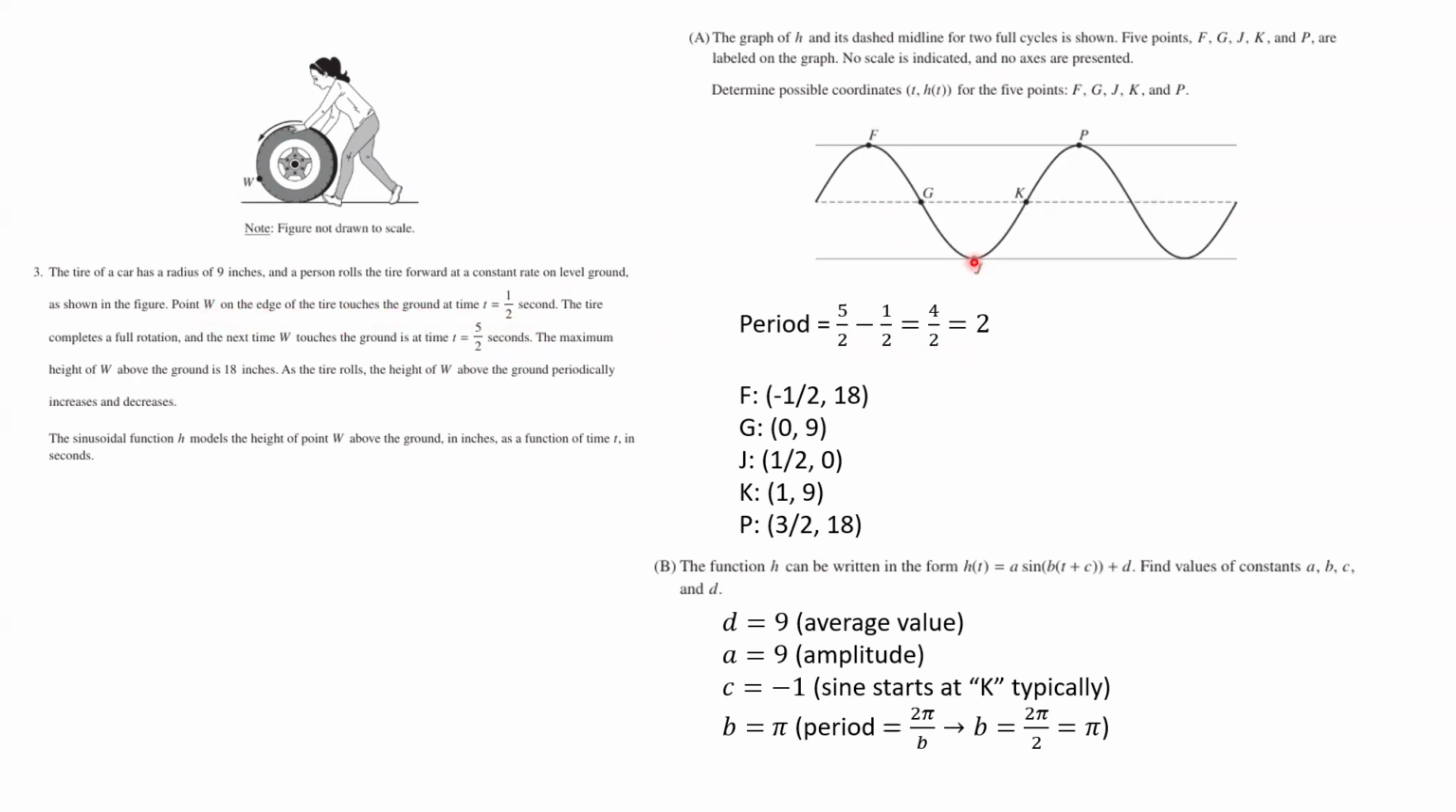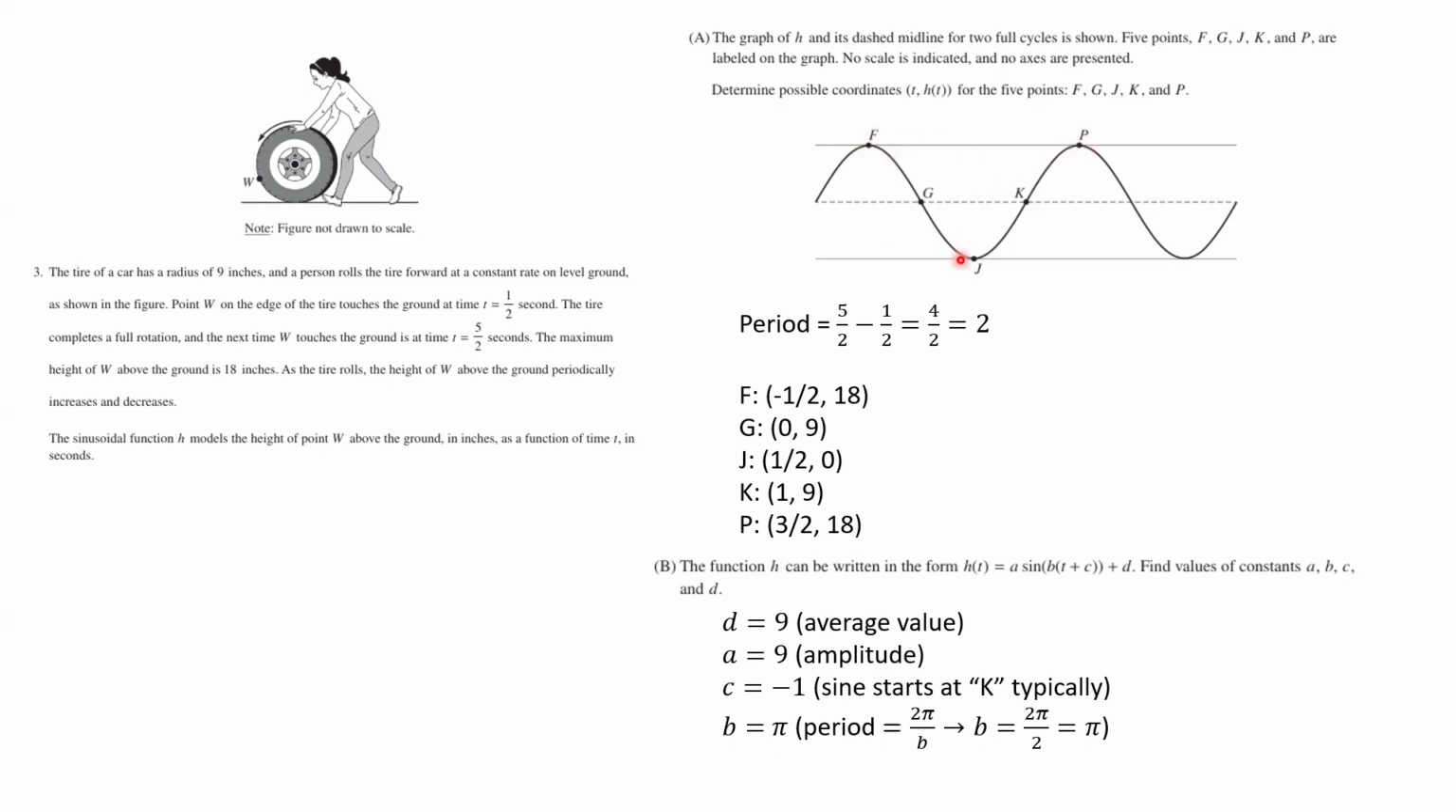Let's use this reference point: point W touches the ground at t equals ½ second. If this represents the ground, then for J, the t coordinate is half. That's how I got this here. You can just imagine that if the period is 2 seconds and it's half here, then it needs to go +1 to get to P and -1 to get to F. Once again, the period is 2. So between F and P, it takes t equals 2.